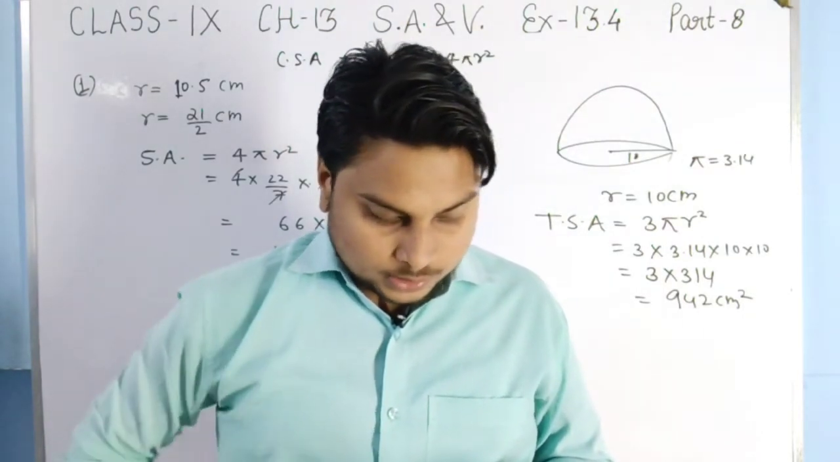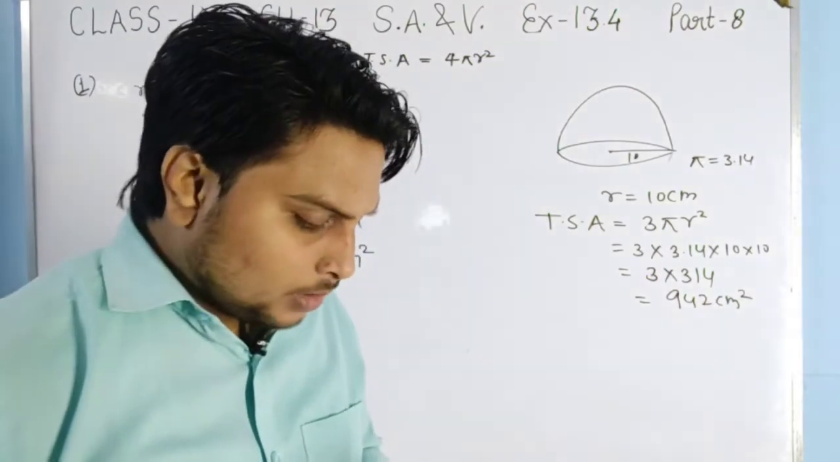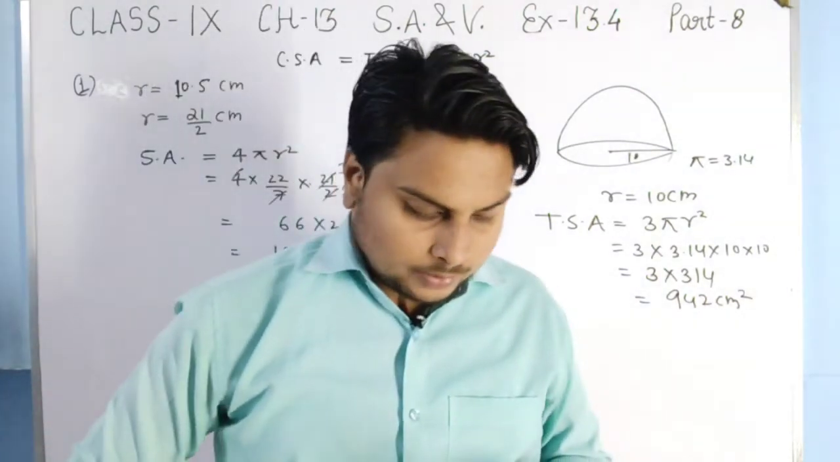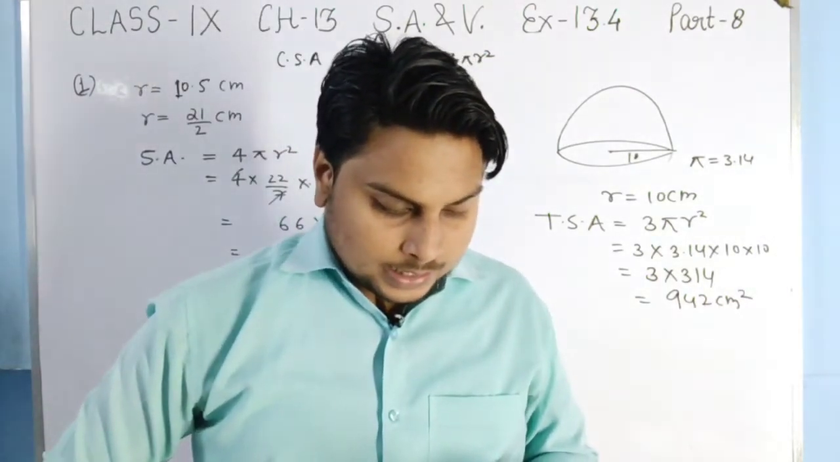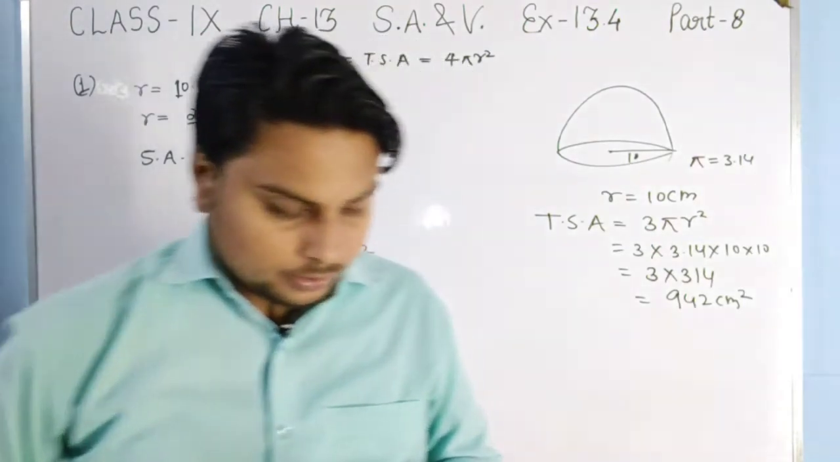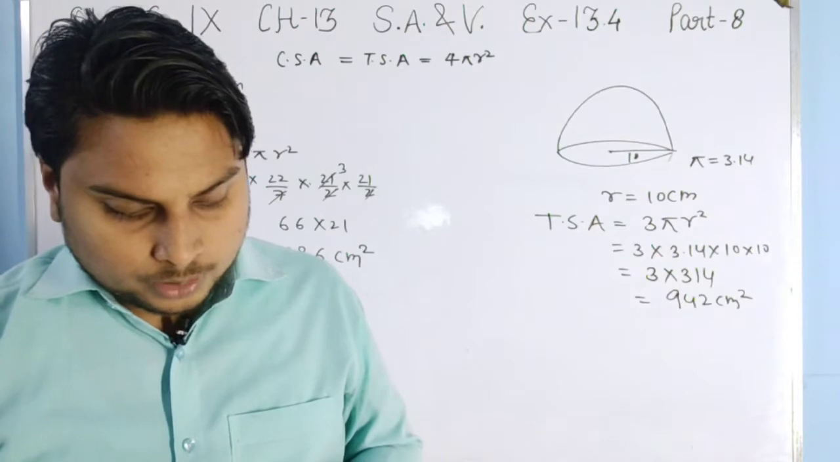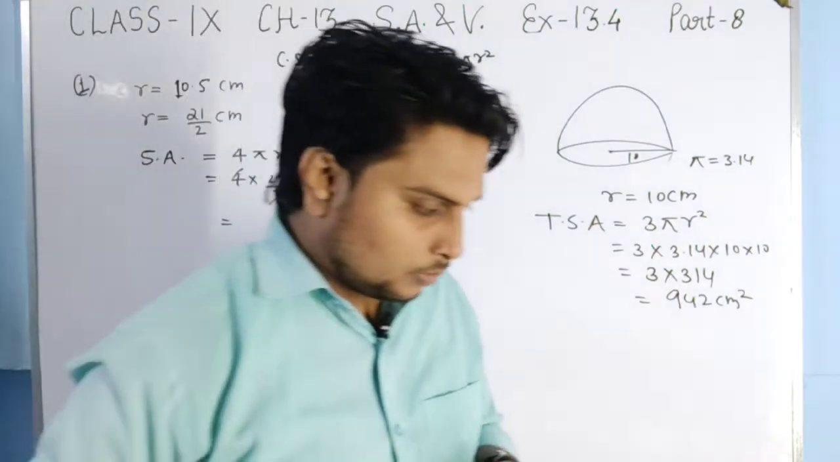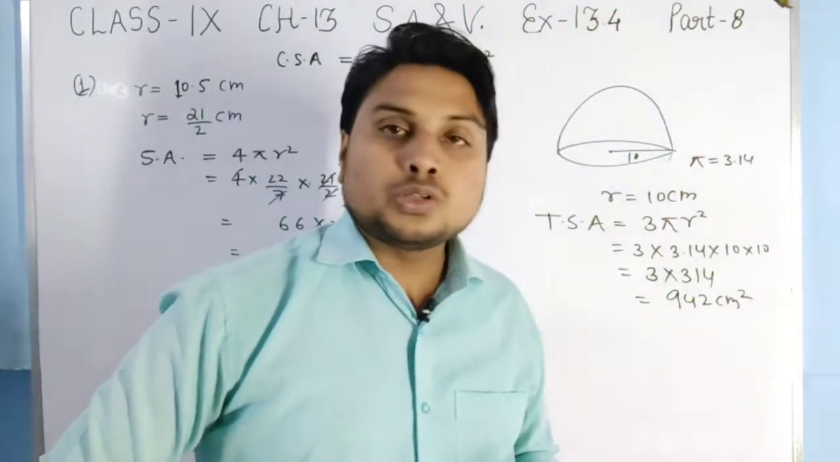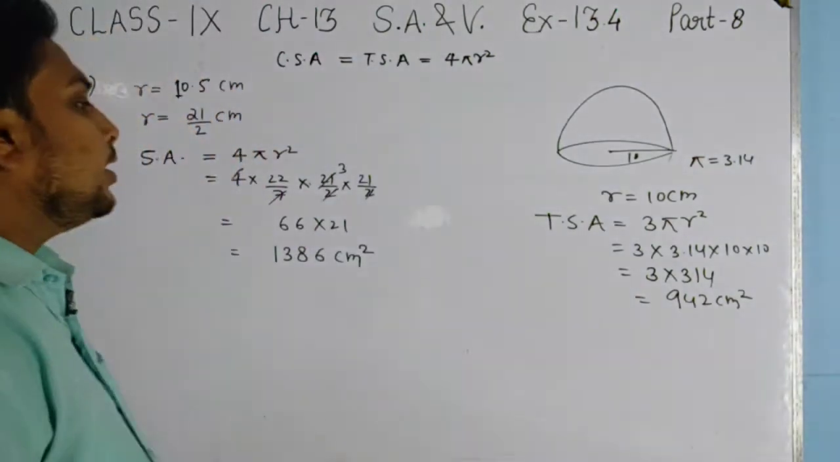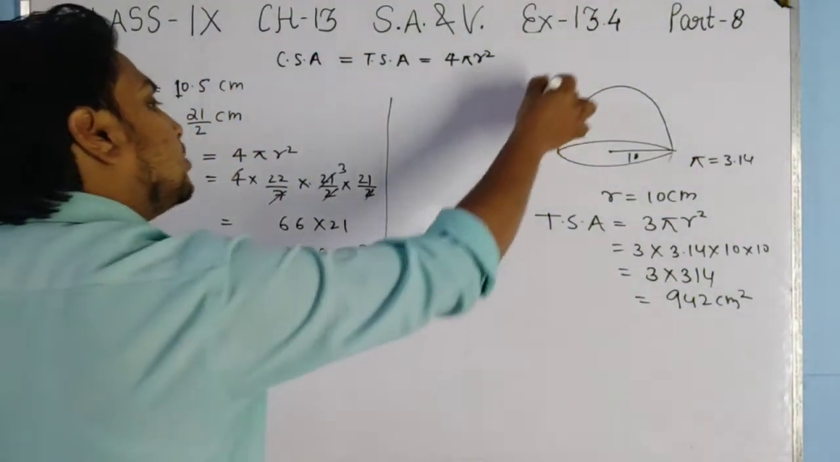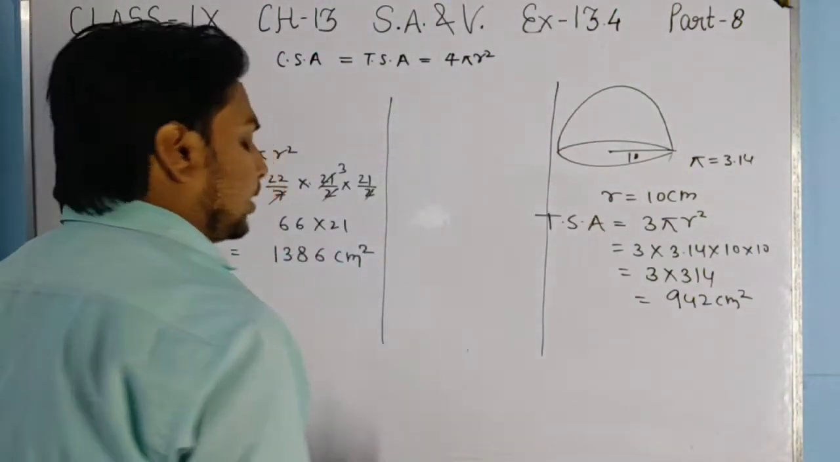Question number 4. The radius of a spherical balloon increases from 7 cm to 14 cm as air is being pumped into it. Find the ratio of surface areas of the balloons in the two cases. Okay, so students, here you have to find the ratio. So try to understand.